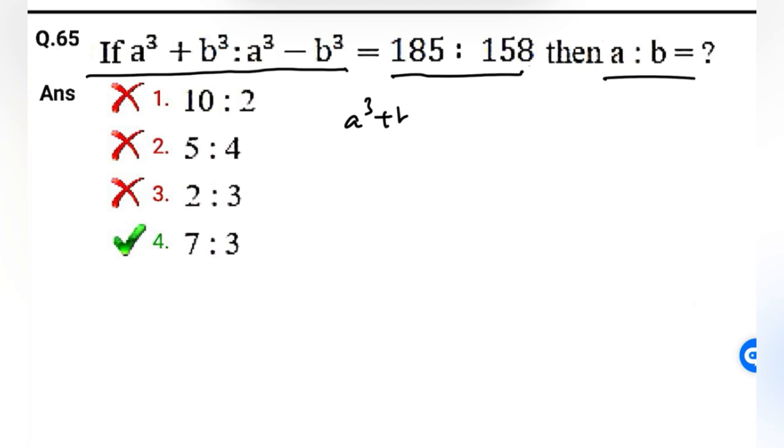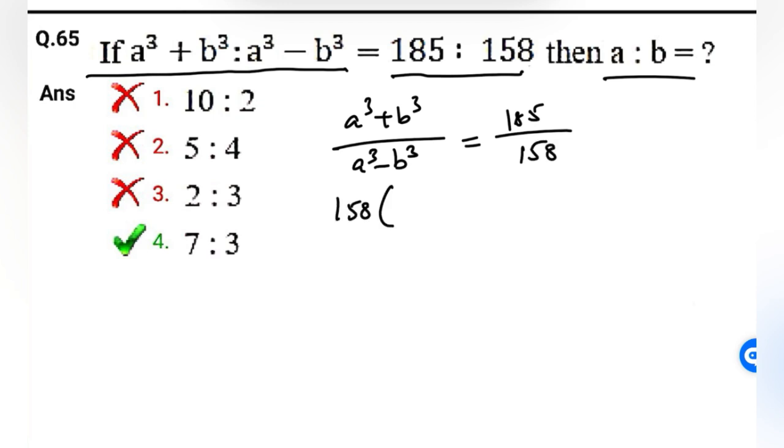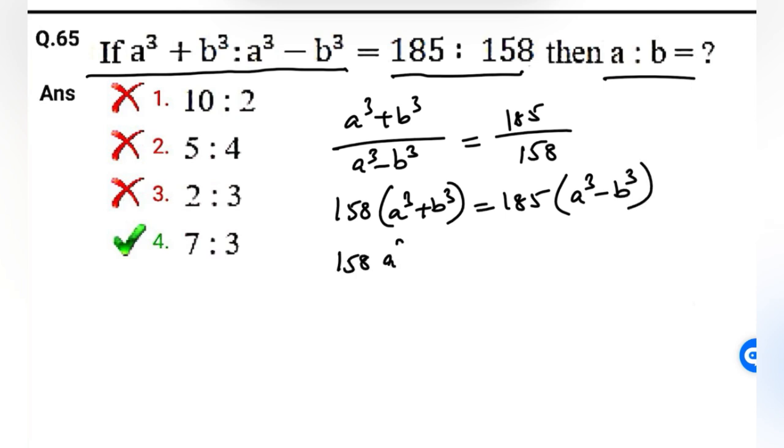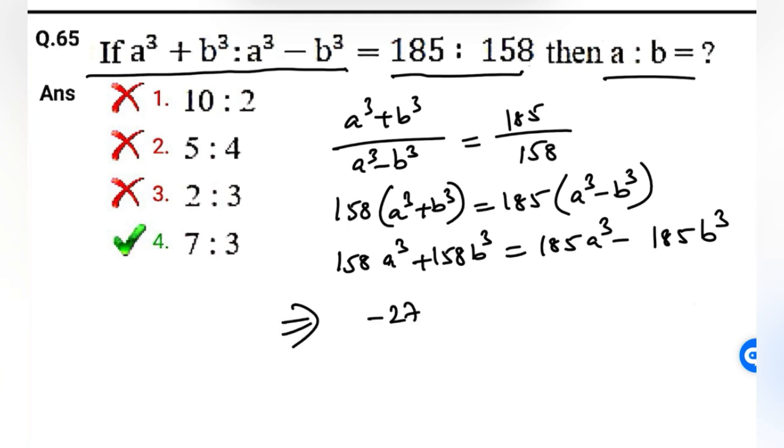A cube plus B cube by A cube minus B cube is equal to 185 by 158. Let's cross multiply. 158 into A cube plus B cube is equal to 185 into A cube minus B cube. So it becomes 158 A cube plus 158 B cube is equal to 185 A cube minus 185 B cube, which implies minus 27 A cube is equal to minus 343 B cube.